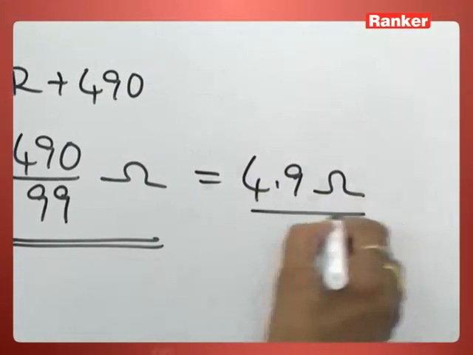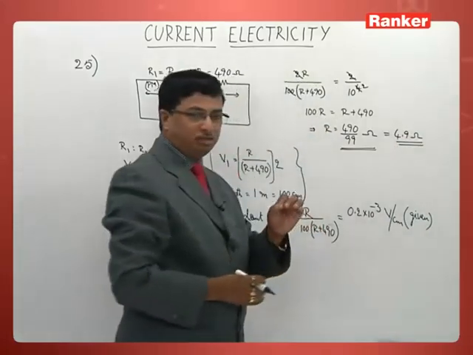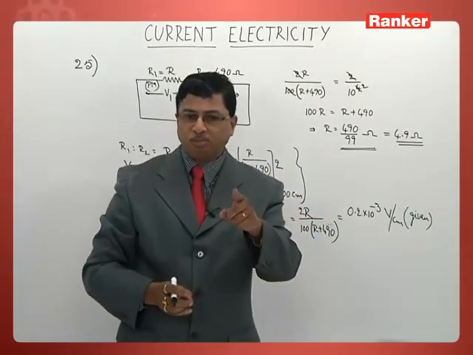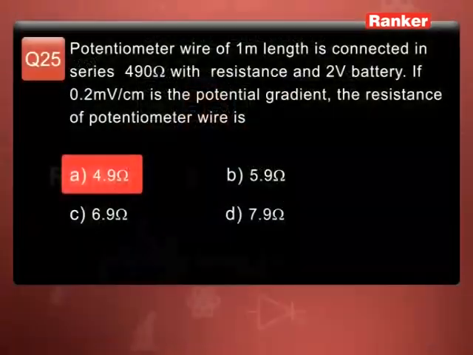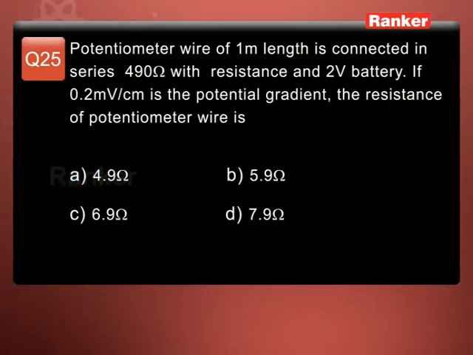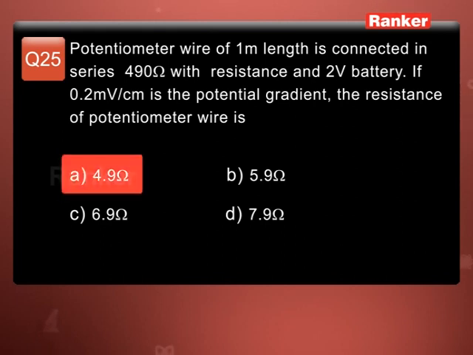So near around 4.9 ohm. What is the correct option here? It is the very first option that is tallying with it. This 4.9 is the very first option itself. So I can write now the answer for this question number 25, that is A itself.